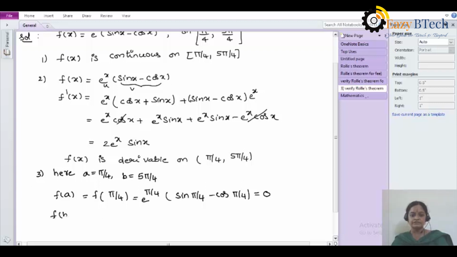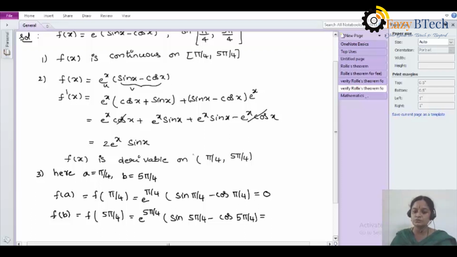Coming to f of b. So what is the value of f of b? F of 5 pi by 4: sin 5 pi by 4 and cos 5 pi by 4. Sin 5 pi by 4 value is minus 1 by root 2, cos 5 pi by 4 is also minus 1 by root 2. Then it becomes plus here, and the value is equal to 0. Then you can say that here f of a is equal to f of b, students.